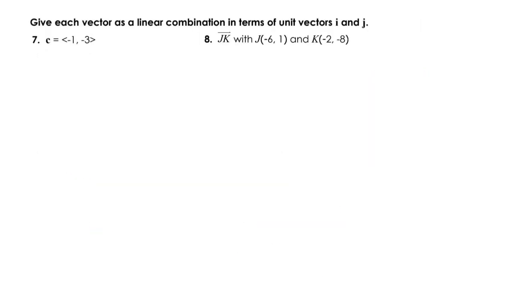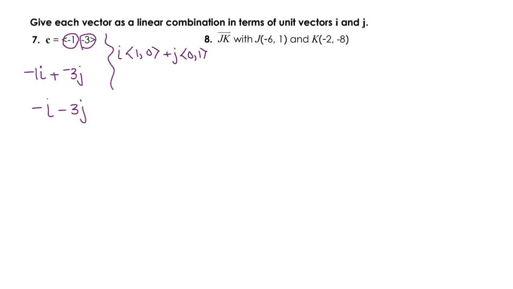All right, for these we need to change this into our linear combination. Do remember that this all came from our i value times 1, 0, and then plus our j value times 0, 1. If we look at that broken apart, then that negative 1 is going to be times vector i, plus negative 3 is going to be times vector j. So we have negative i minus 3 times j.